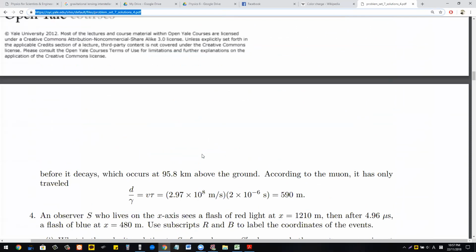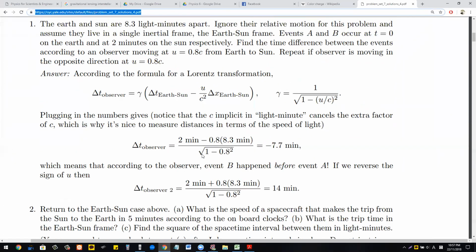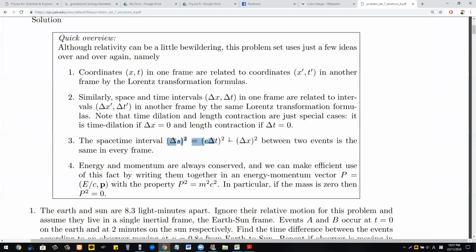Also, this one is a very useful formula, which is this one here. Sometimes it can be used because it doesn't matter what frame you're talking about. In every frame, c delta t squared minus delta x squared can be calculated from the Lorentz transformation, and it will always be the same. So this one squared minus this one squared. It's an interesting property.